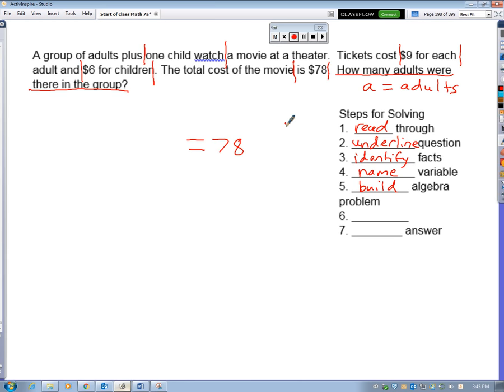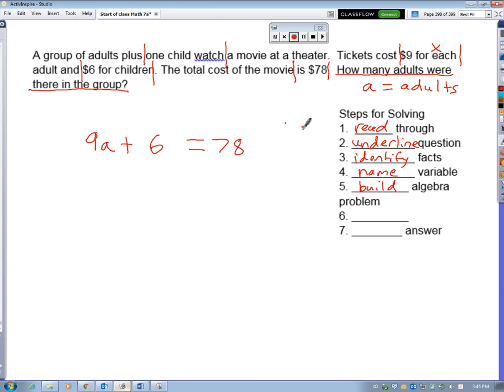Okay, so we don't know how many adults there were at the movie, so that's what we're trying to find. We know the adult tickets cost $9 each, so that's going to be $9 times the number of adults, which is A, plus, we already know that there was one kid that went to the movie. We're given that information, so that had to be $6. So it's $9 times the number of adults plus $6 equals $78 total.